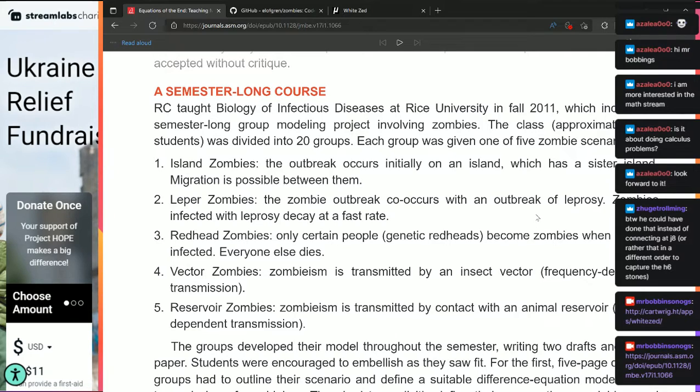So they covered island zombies, where there's an island where the outbreak occurs and a sister island, and migration is possible between them. Leper zombies, where the zombie outbreak co-occurs with an outbreak of leprosy, and zombies infected with leprosy decay at a faster rate. Interesting. So the zombies can get infected with another virus that attacks the zombies.